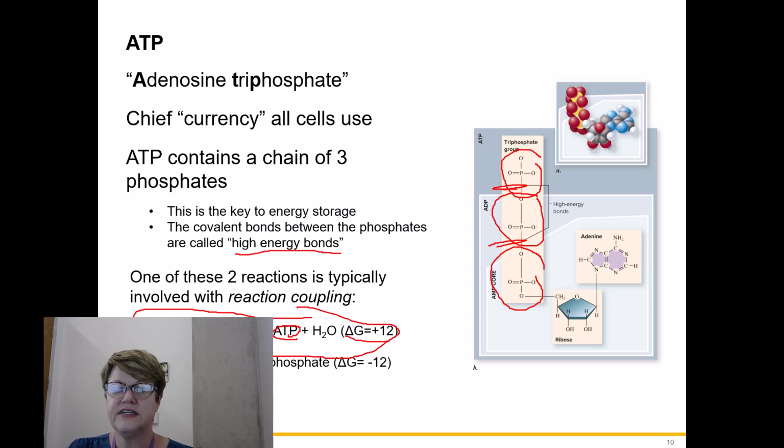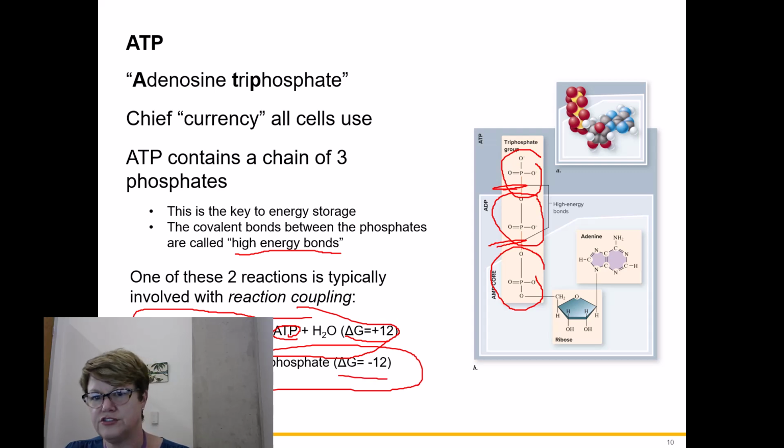So when a cell has an exergonic reaction, it can capture that energy. It can build a molecule of ATP. If a cell then later needs energy for some other reaction to happen, it can break that same ATP down, and that will release 12 units of energy. And that energy can then be coupled to some other reaction that needs 12 or fewer units of energy. So ATP is a key molecule as part of these energy transfers.